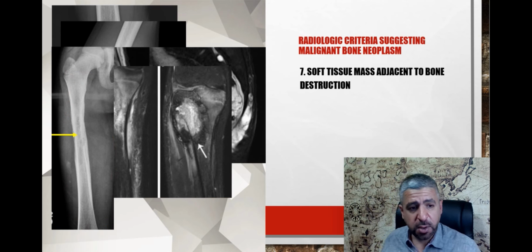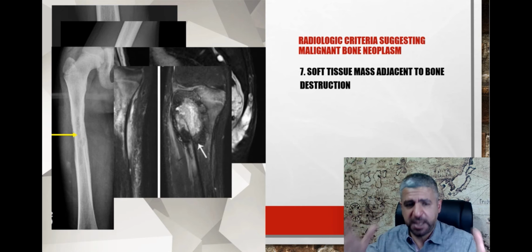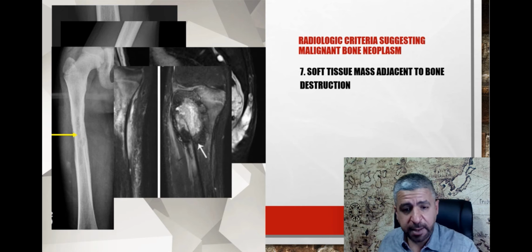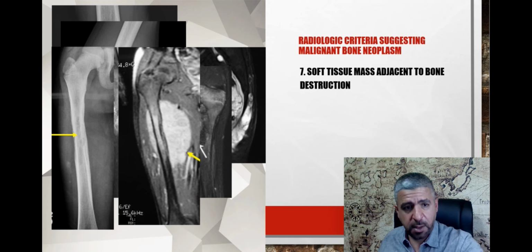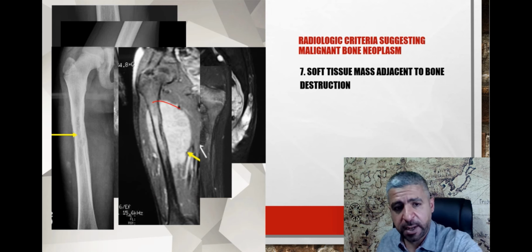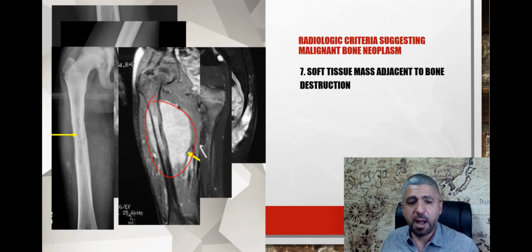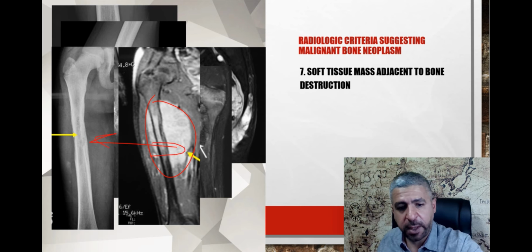And how do you know that? Well, most of the times the patient will tell you there is a big swelling and big soft tissue mass in my thigh. You do an MRI for it and you end up with all of this enhancing soft tissue mass. This is the same patient, by the way. Okay.